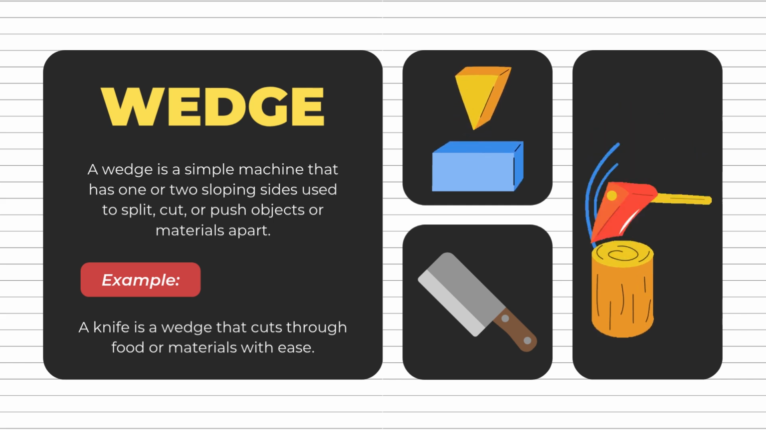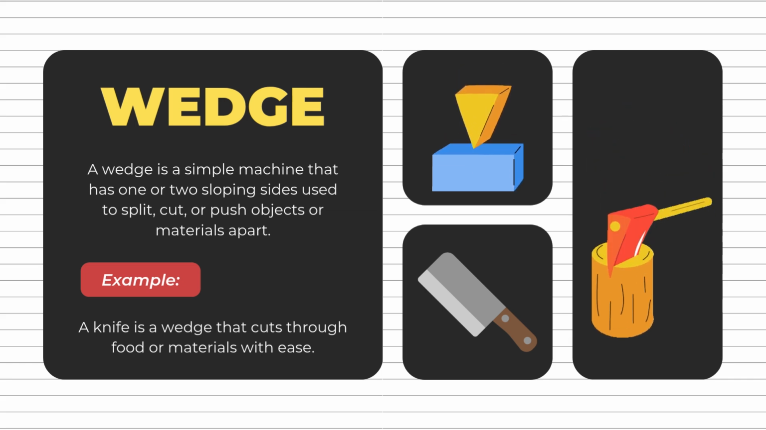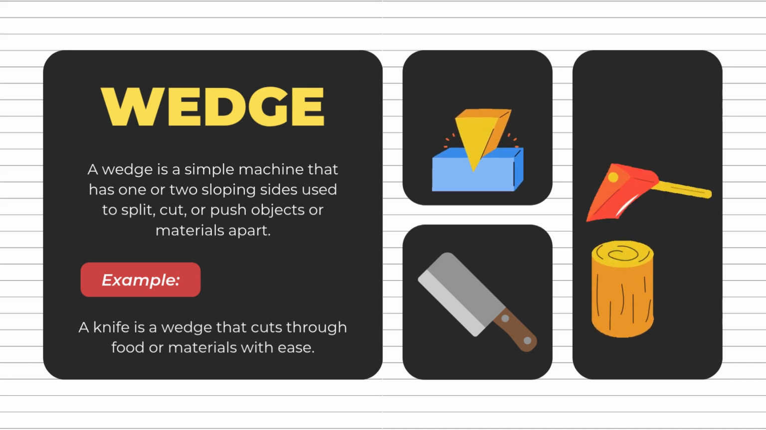And lastly, the wedge. A wedge is a simple machine that has one or two sloping sides used to split, cut, or push objects or materials apart. For example, a knife is a wedge that cuts through food or materials with ease.